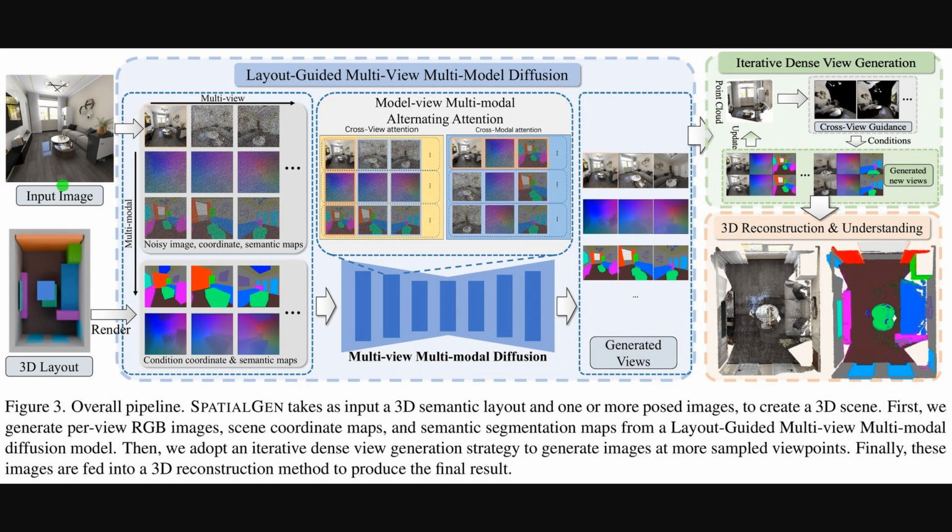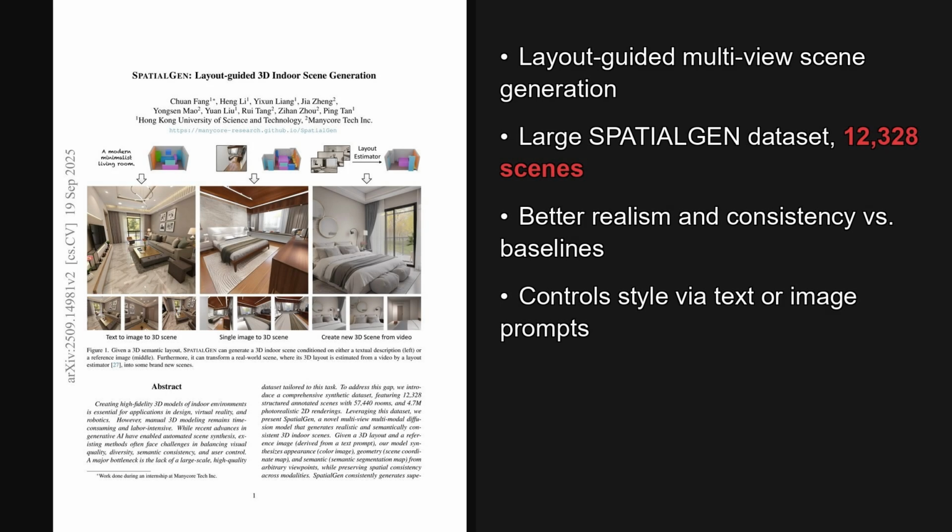Figure 3 shows the full pipeline that turns a 3D layout and one or more posed images into a consistent 3D scene. The left panels provide the layout and an input image, which are rendered into coarse semantic and scene coordinate maps, meaning per pixel labels, and global 3D coordinates for each pixel. The central block runs a multi-view, multi-modal diffusion module that alternates cross-view and cross-modal attention, so appearances, geometry, and semantics align. The top right adds iterative dense view generation using cross-view guidance, and the bottom right reconstructs the explicit 3D scene.